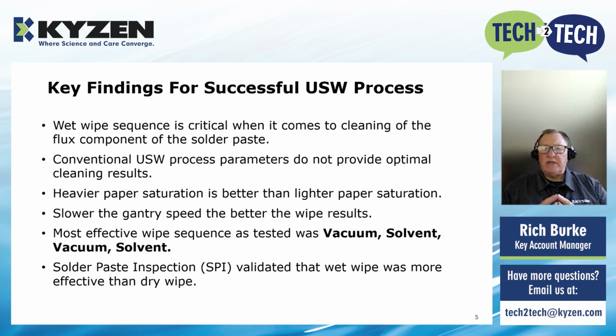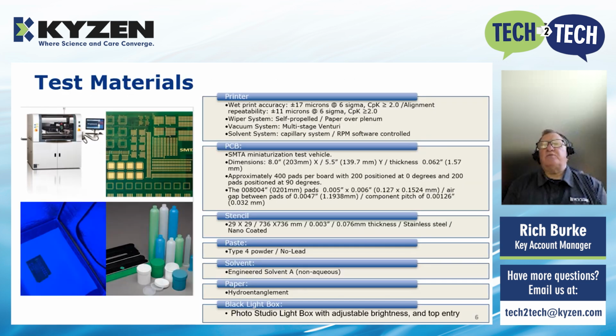The next item to make note of is that in the testing we did find that the ideal sequence was a vacuum solvent sequence. And again, up to this point, this has not been a customary sequencing, but that really did make a big difference. And then lastly, it's important to make note that through SPI, solder paste inspection, we did validate that it is more effective to run a solvent process than that of a dry wipe process. So again, these are some key points that we'll see panned out as we go through the study, if you will.